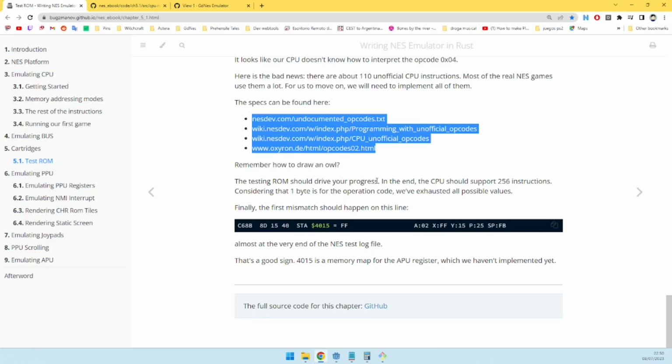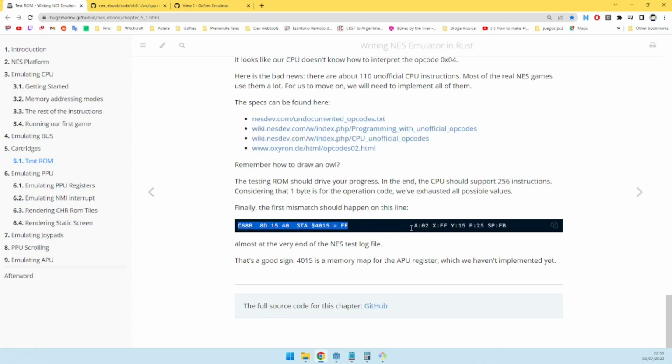Remember, the test ROM should drive your progress. In the end, the CPU should support 256 instructions, considering that 1 byte is for the operation code. We have exhausted all possible values. Finally, the first mismatch should happen on this line, which is indeed the line that we are looking at, almost at the very end of the NES test log file. That's a good sign. 4015 is a memory map of the APU register, which we haven't implemented yet.